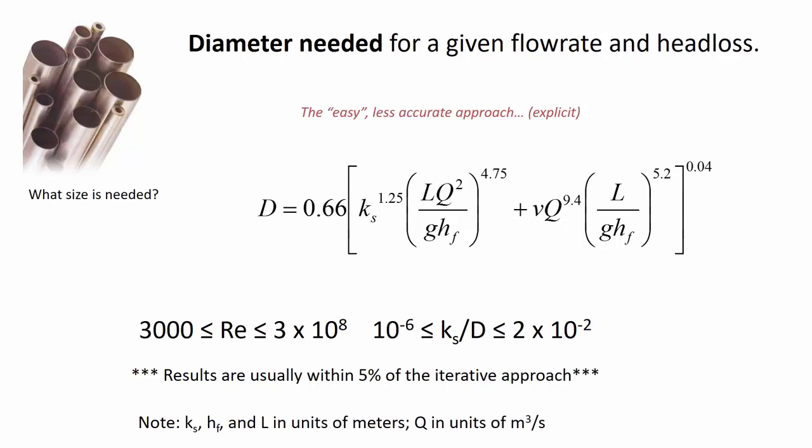And then the kinematic viscosity of water is 1 times 10 to the minus 6 meters squared per second. And that's all you need. All right. So let's solve for that. Find what diameter would be recommended by this formula.